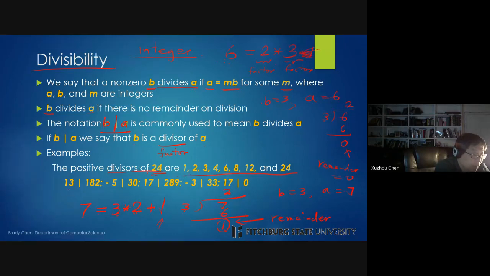Also, 13 divides 182, because when you divide 182 by 13, you get a remainder 0. Minus 5 divides 30. 17 divides 289. And minus 3 divides 33. 17 divides 0.